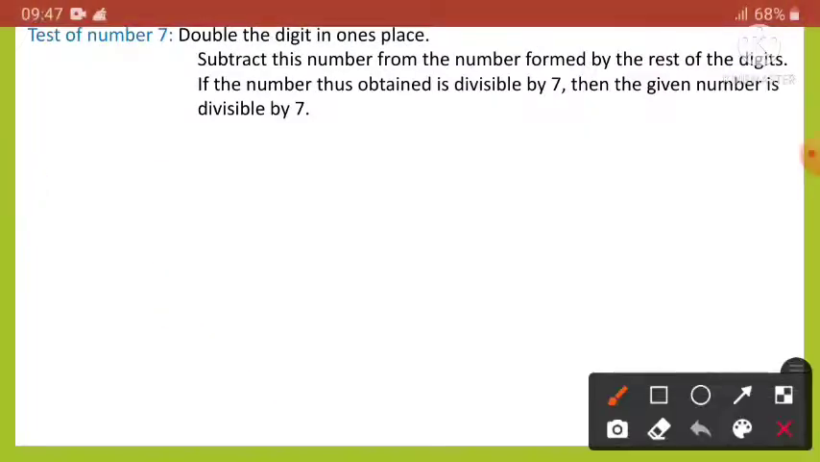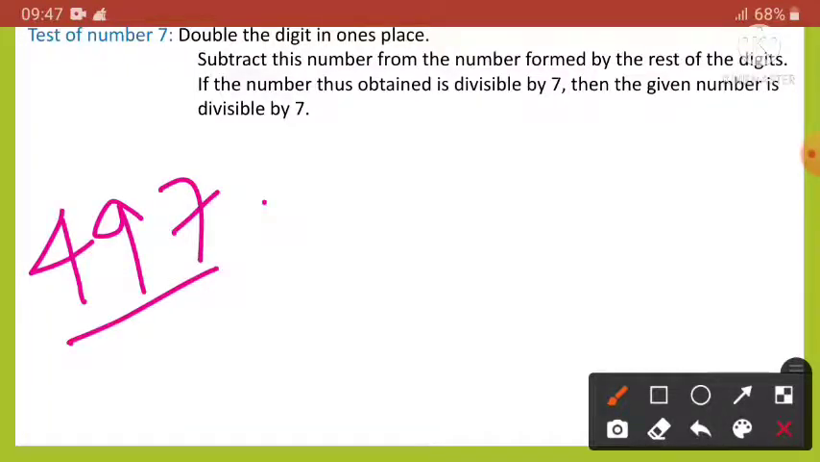Next is the divisibility test of number 7. It is very important, so look at it very carefully. At first we have to double the digit in ones place and then subtract it from the number formed by the rest of the digits. If the number thus obtained is divisible by 7, then we can say that the given number is divisible by 7.